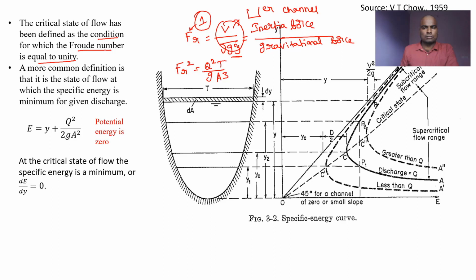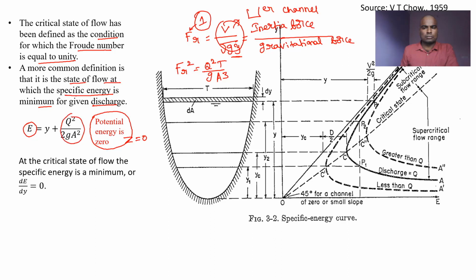A more common definition is that the state of flow at which the specific energy is minimum for a given discharge. So what is specific energy? Specific energy is energy per kg of water at any section of the channel, measured with respect to the channel bottom. We have potential energy, kinetic energy, pressure energy, and so on. In open channel flow we call this specific energy, and we take the potential energy Z as 0 because we measure with respect to the channel bottom.